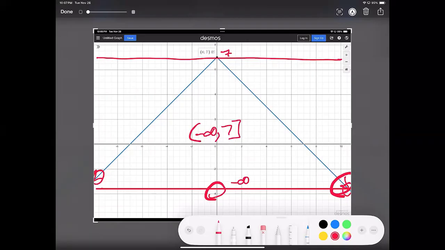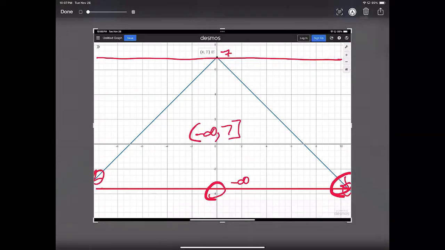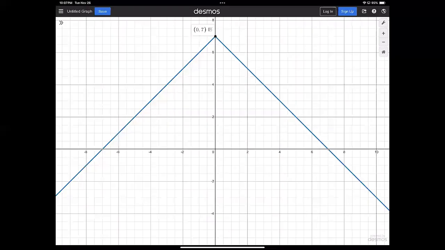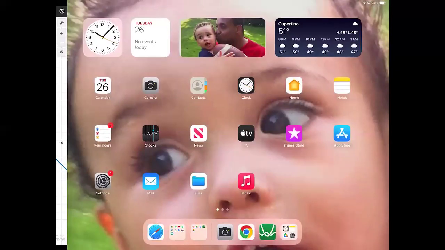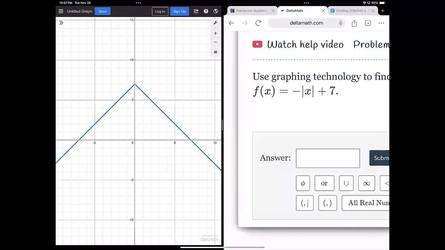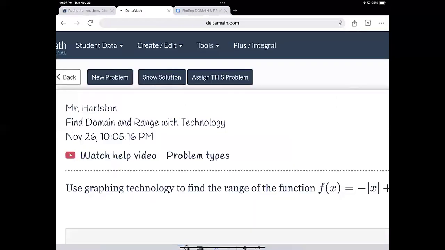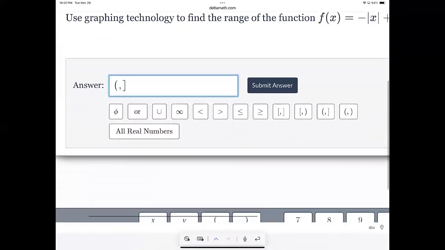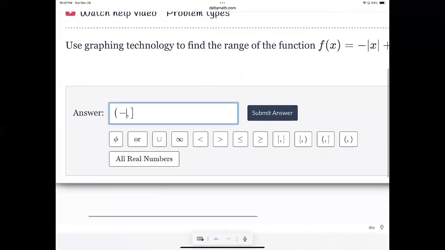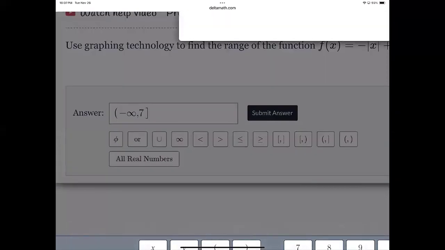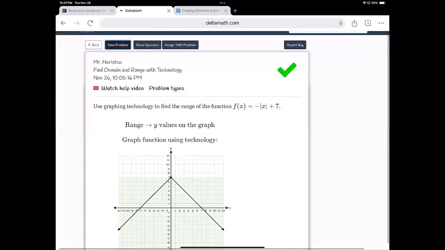Now let me go here and enter that so we can check it. Negative infinity to a positive 7. Let's go to Delta Math. Here we go. I'm going to do this full screen. In Delta Math, we're going to use a parentheses and a bracket, which is right here. So it's going to be negative infinity, and then we are going to a positive 7. Let's submit it, and let's see what Delta Math says about that.